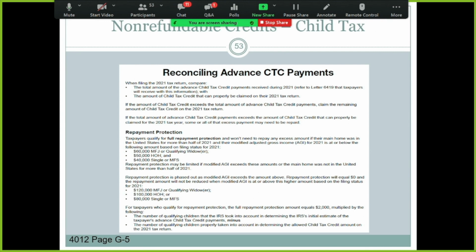For taxpayers who qualify for repayment protection, the full repayment protection amount equals $2,000 multiplied by the following. And again, TaxSlayer will automatically compute this. And all of this information can be found on Form 4012, page G5.